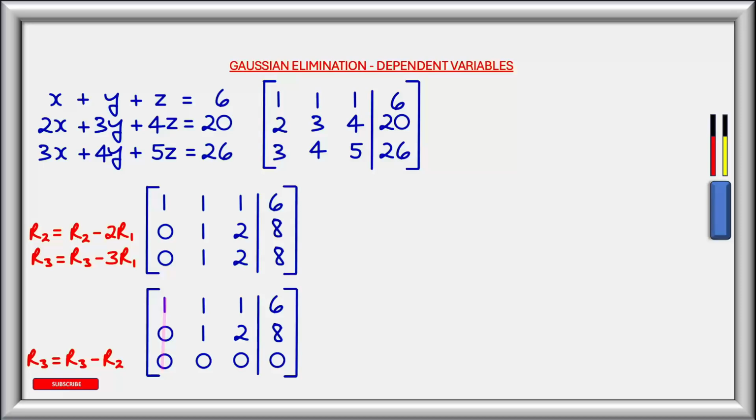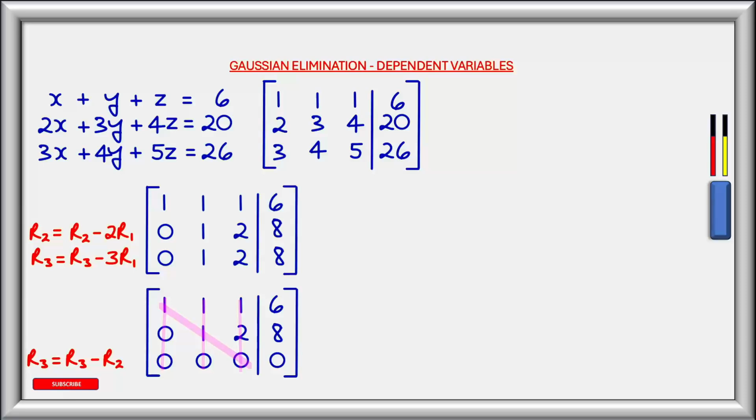If we look at column 1, this belongs to the variable x. Column 2 belongs to the variable y. And column 3 belongs to the variable z. Our initial goal when using Gaussian elimination was to use row reduction to get a series of 1s along the diagonal of the matrix. And we've achieved that for column 1 and column 2. These entries are called pivots.